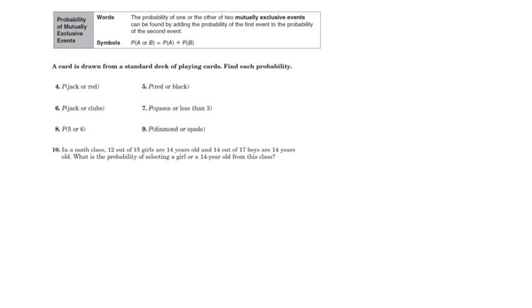Now we're going to talk about the probability of mutually exclusive events. So let's define what mutually exclusive means. Mutually exclusive events are events that cannot happen at the same time. They're mutually exclusive.